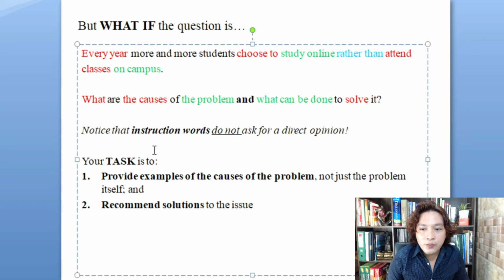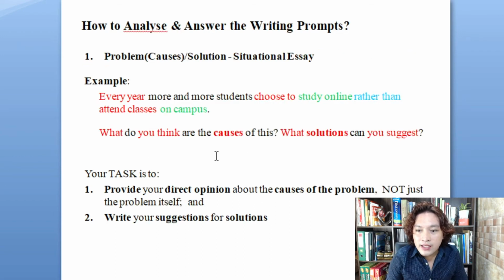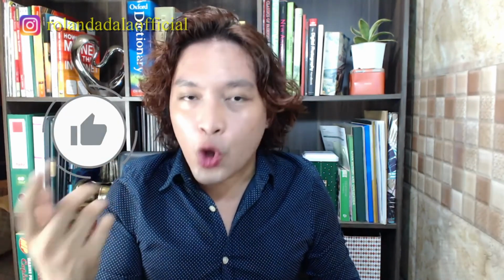Because it's not asking for your direct opinion, whereas the other one, the previous slide, is asking for your direct opinion. Look at this. What do you think are the causes of this and what solutions can you suggest? Whereas the other one is asking what are the causes of the problem and what can be done to solve it. It's not asking for your direct opinion at all. Remember, if the question does not ask for your direct opinion, then don't give it.